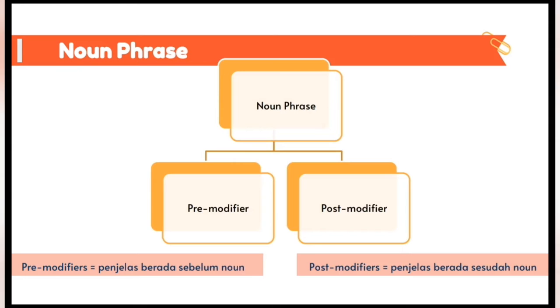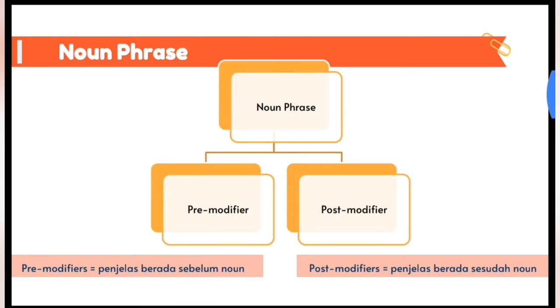We will discuss noun phrase. A noun phrase has 2 kinds. The first is pre-modifiers. The second is post-modifiers. Pre-modifiers are explanations that come before the noun. Post-modifiers are explanations that come after the noun. Okay, next.